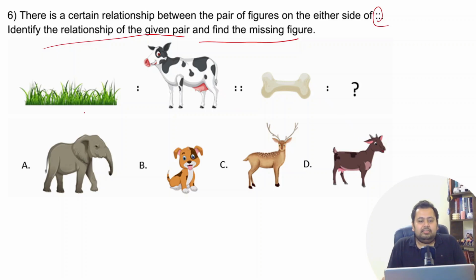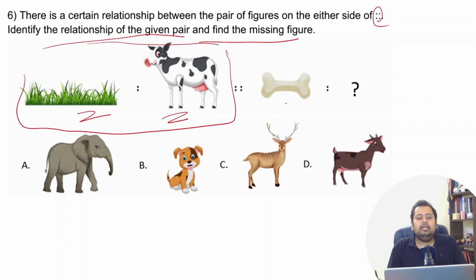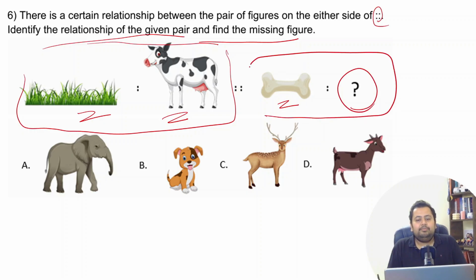So you see, this is a grass, this is a cow, so there is certainly a relationship here, right? Then this is a bone, and this is what you need to find out. Obviously there is a relationship that you'll have to find out, a relation that is similar to this relationship, right? So pause the video and we will discuss the answer after you solved it.